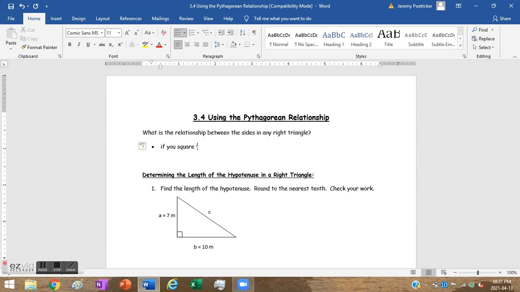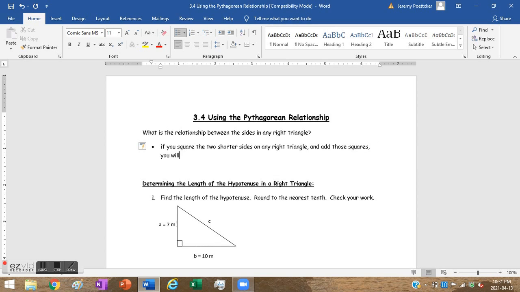If you square the two shorter sides on any right triangle and add those squares, you will get the square of the longest side on that same triangle.